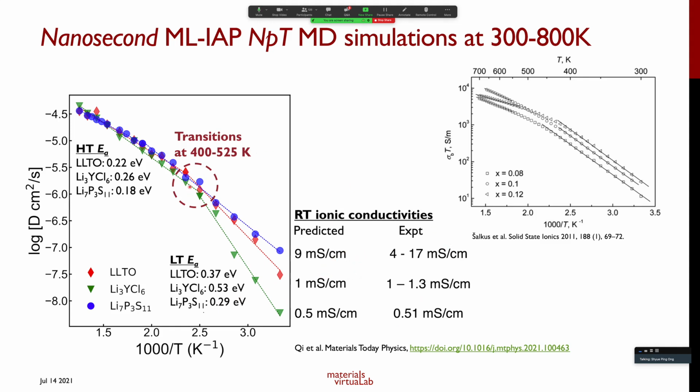And these transitions at low temperatures are not something new. This is something that has been observed in experiments in a few systems, for example, LLTO. Sockers et al. have already reported something like this back in 2011, and our transition temperatures are also in very good agreement with what they observe, right? So what remains really to see is whether experimentalists can reproduce the observed transitions in the Li3YCl6 and Li7P3S11 that we simulated.